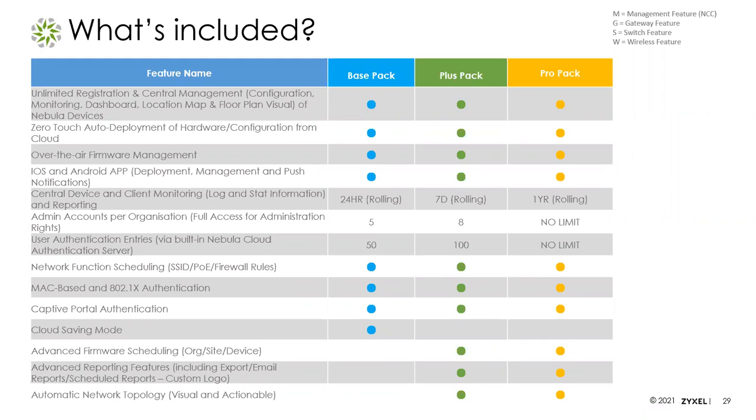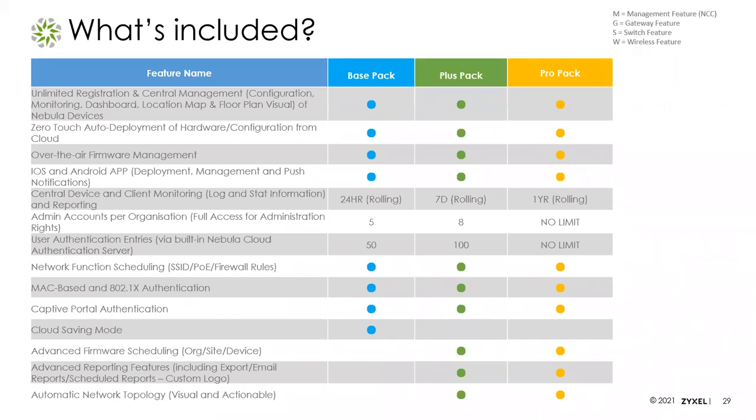Now where we start seeing some changes is when it comes to client monitoring log information. The free version of Nebula keeps 24 hours of log information in the cloud. Plus Pack keeps 7 days of log information in the cloud. Pro Pack keeps a year's worth of log information in the cloud. Another area with differences is the number of admin accounts that can be assigned to one organization. An organization would be your customer. So you can have up to 5 admin accounts with the free version of Nebula for each one of your customers. Plus Pack gets you 8, and with Pro Pack, there is no limit.